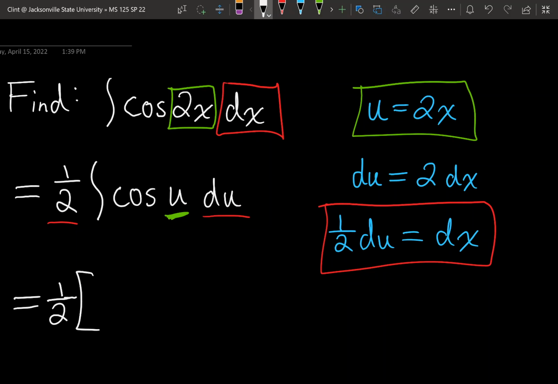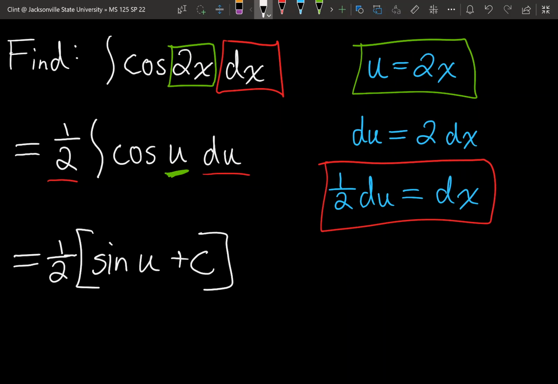Sine, yeah. You do have to stop and think about, okay, if I take the derivative, I get a negative. So yeah, we get sine of u plus c. Or we could just write that 1/2 of sine of u plus c. We don't have to worry about multiplying the 1/2 times the c because half of c is just c, because it's just an arbitrary number.